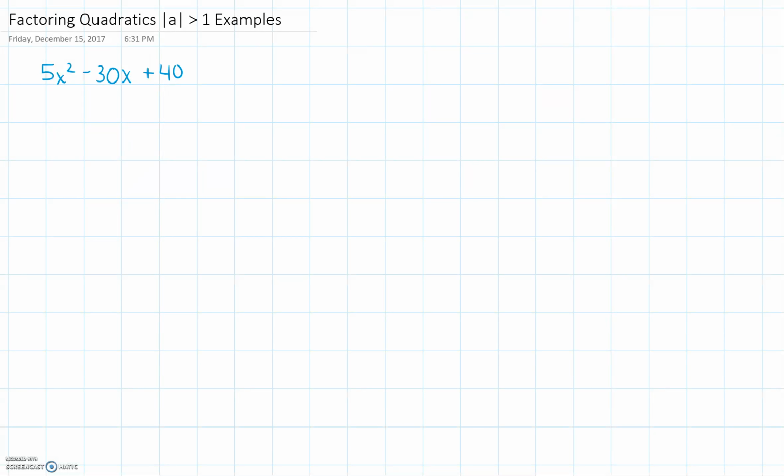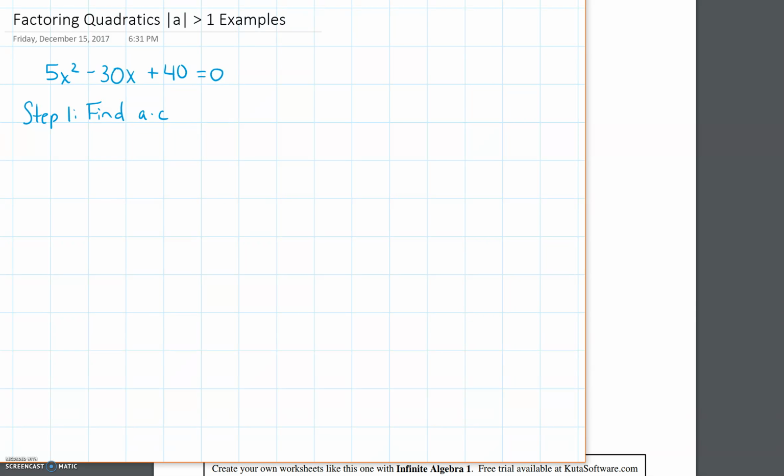So we're going to take a look at a couple examples of factoring quadratics where the coefficient a is greater than 1. So in this case, I've given 5x squared minus 30x plus 40 equals 0. And we're going to factor that so we can figure out where the x-intercepts are. The first thing I'm going to do is find a times c.